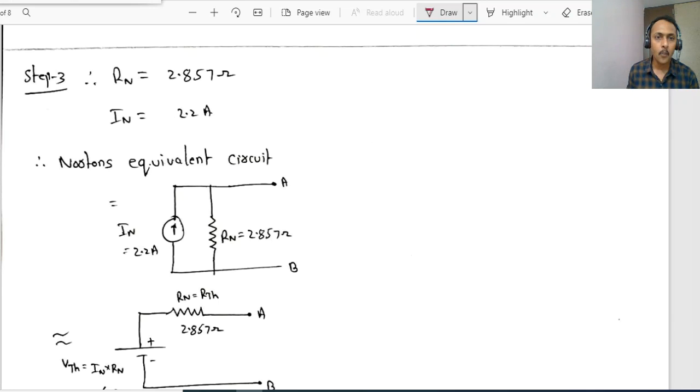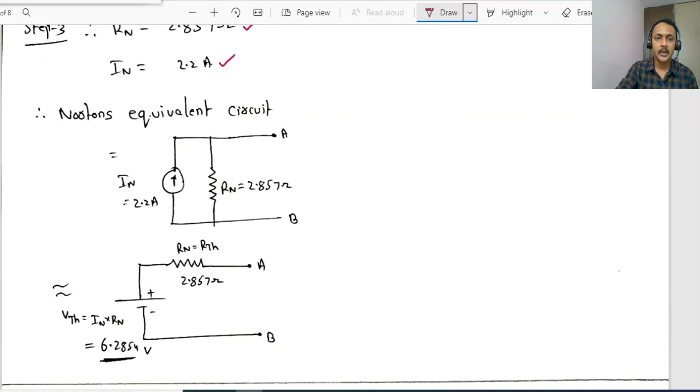What is IN? 2.2 amps in parallel with 2.857. This is the equivalent circuit. Clear? Right. So this is how we can apply the Norton's theorem. And if you want, we can apply source transformation for this one.